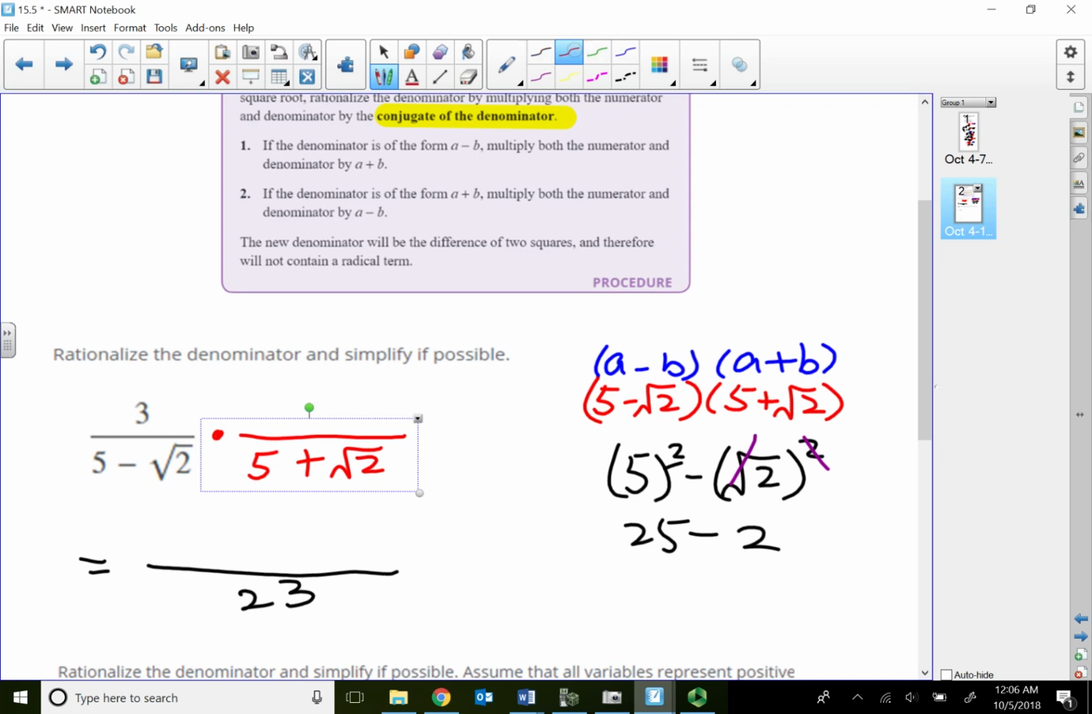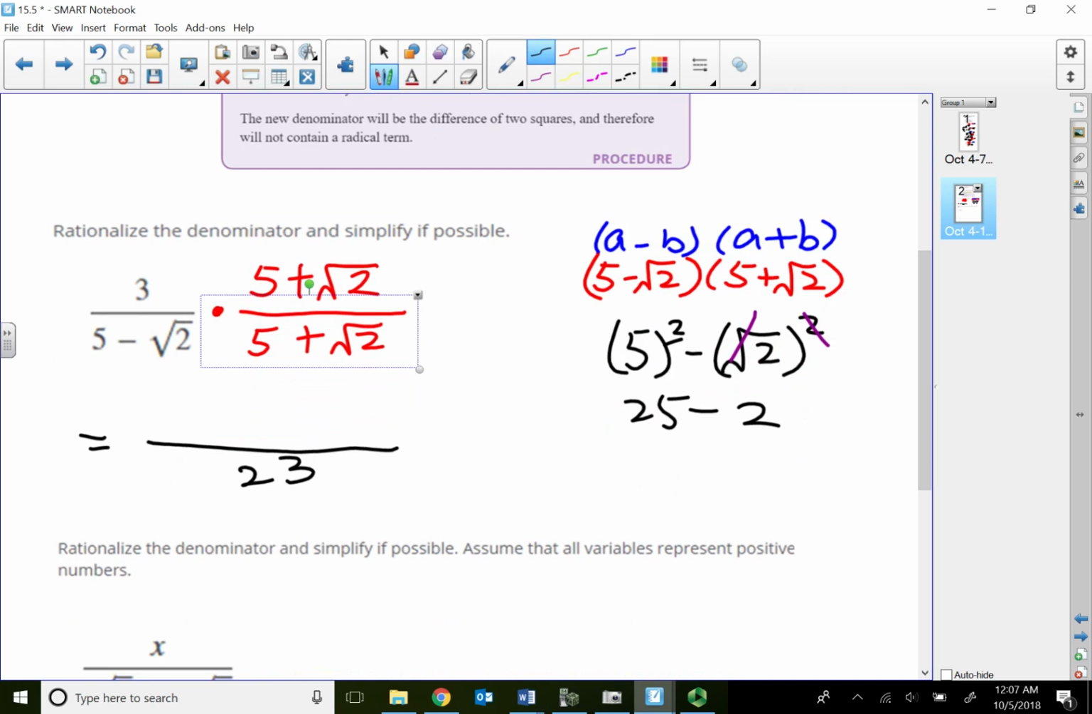All right, so that means I will multiply the same thing on the numerator as well. My numerator now becomes 3 times those two terms. So that was 3 times 5 plus square root of 2 in parentheses, because these are two terms representing one numerator. So 3 times 5 is 15. 3 times positive square root of 2 is positive 3 times square root of 2.